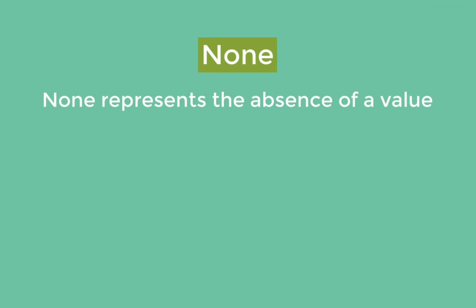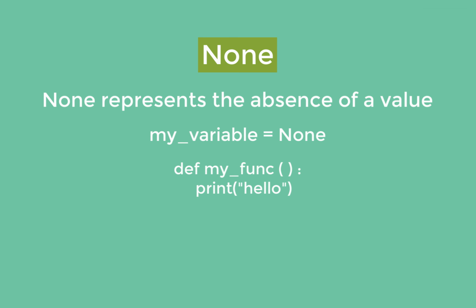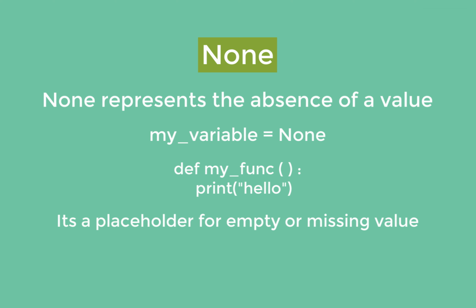Before we dive into examples, let's understand what the None data type is. In Python, None represents the absence of a value. It is used when a variable does not have a value assigned or when a function does not explicitly return anything. Think of it as a placeholder for an empty or missing value. When you want to create a variable where you do not want to assign any specific value, you can assign None to it.